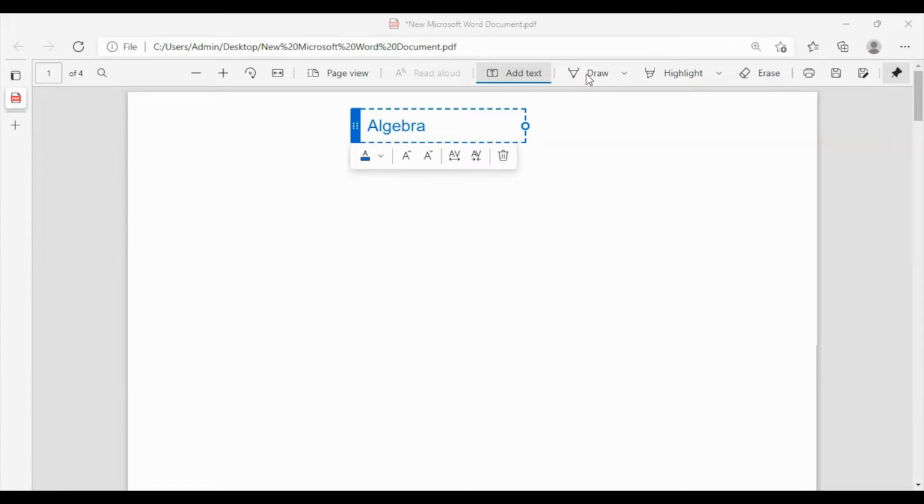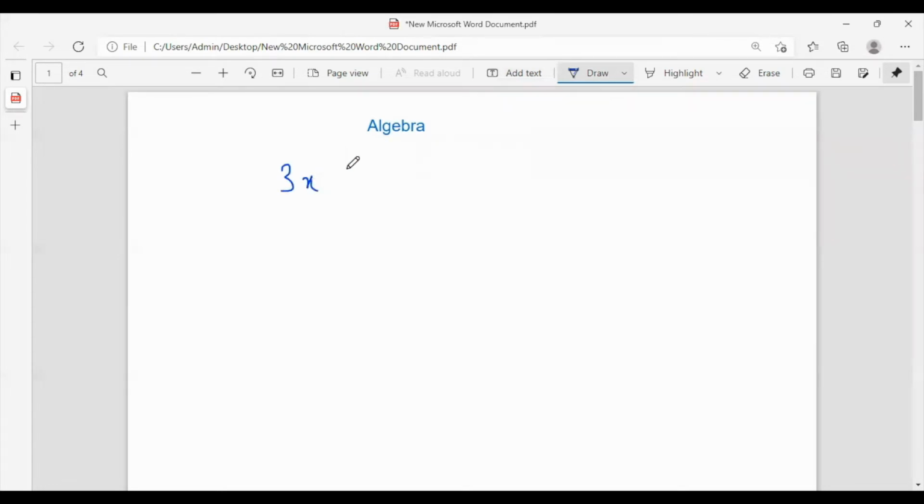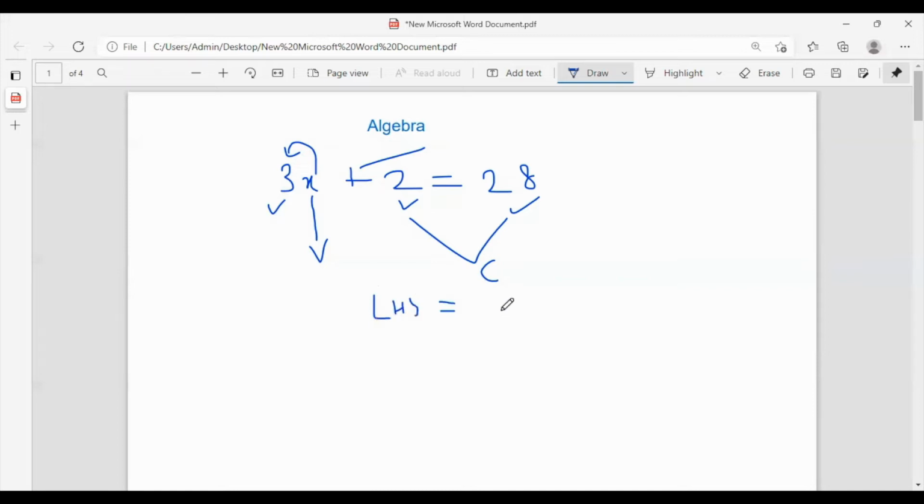For example, suppose I take one example, let's say 3x plus 2 is equal to, let's say, 28. So here this x will be known as the variable. Okay, it will be your variable, and this 2 and this 28 will become constants. Okay, and 3 will be known as the coefficient of x, and this is your one mathematical operation, that is addition. And this equal sign says that you have got one left hand side and one right hand side.